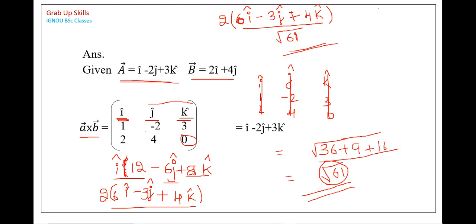So what is 6 square? It is 36. 3 square is 9. 4 square is 16. So we have got root of 61. So apply in the formula. You will just write this equation divided by the magnitude, right? So this would be your final answer. Yes, I hope you all have understood this assignment question, right?